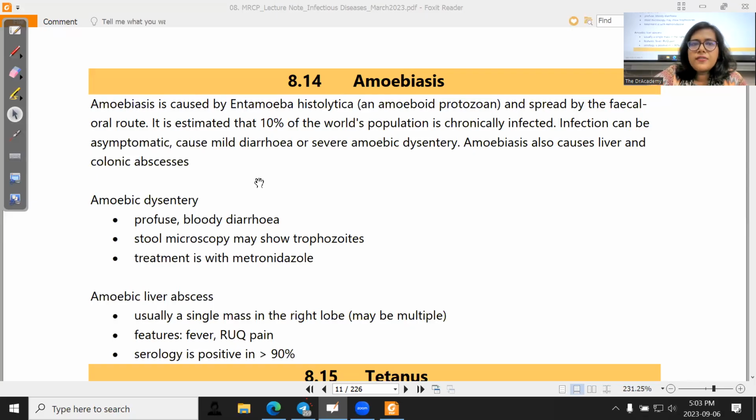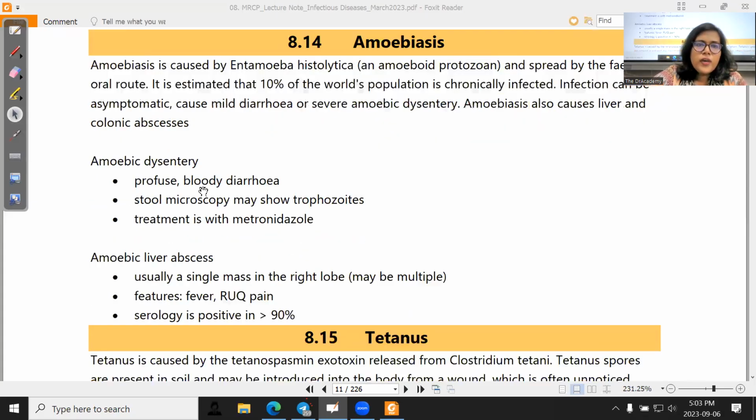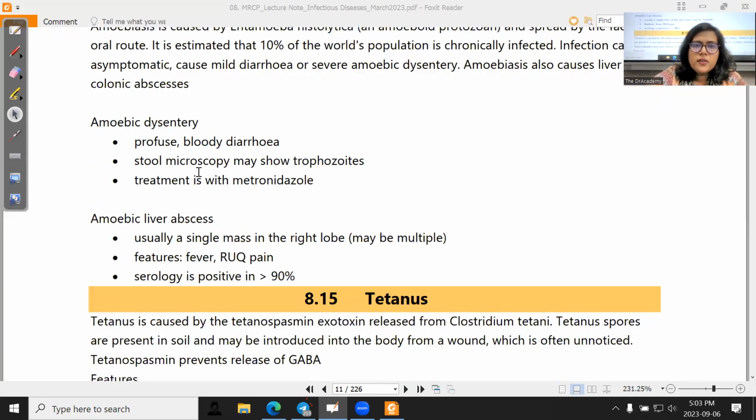Amoebiasis also causes liver and colonic abscess. Okay, amoebic dysentery, profuse bloody diarrhea. Stool microscopy may show the trophozoites. Cyst is not present. Why? Because the trophozoites invade the intestine. That's why in the stool microscopy you'll be getting the trophozoite, but cyst is dormant in the liver, okay? Treatment is with metronidazole.